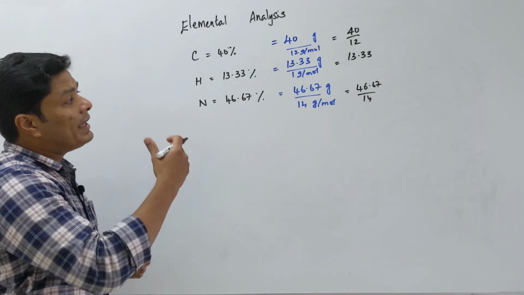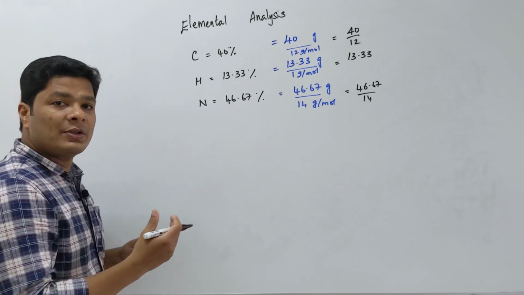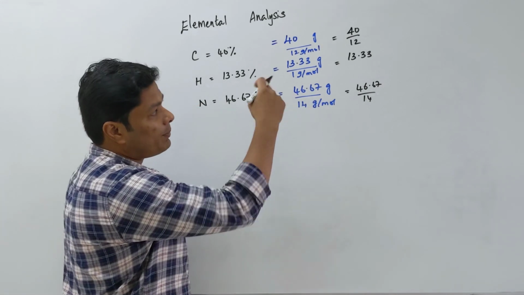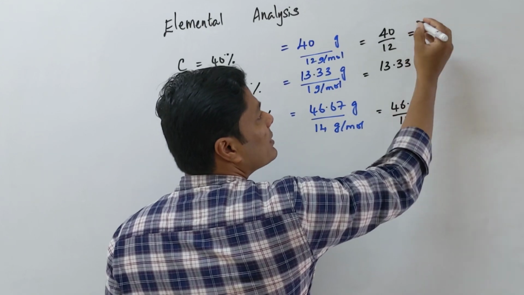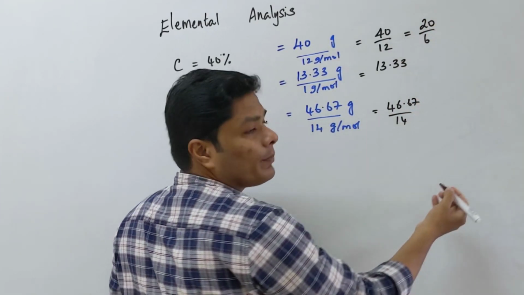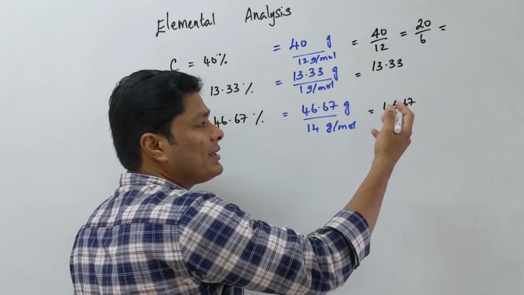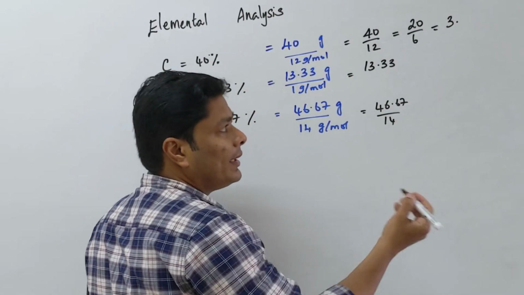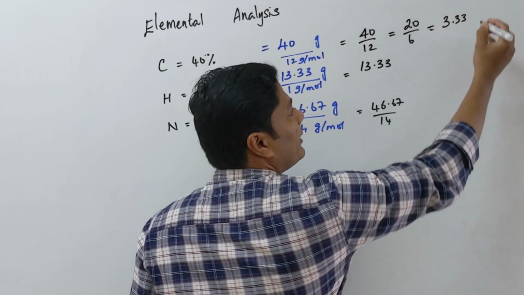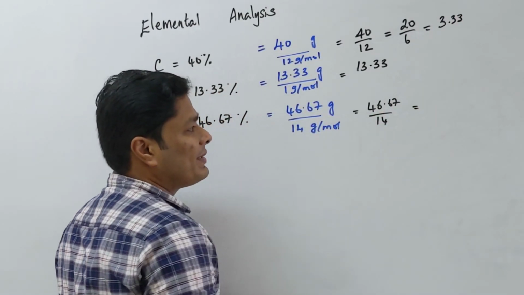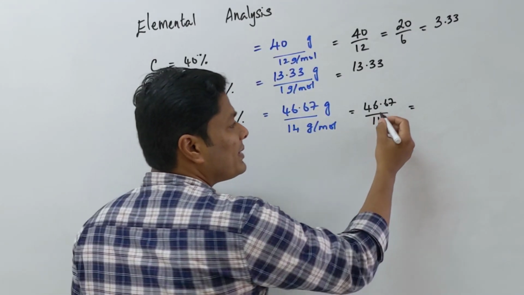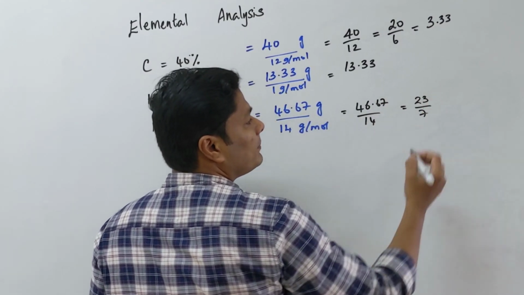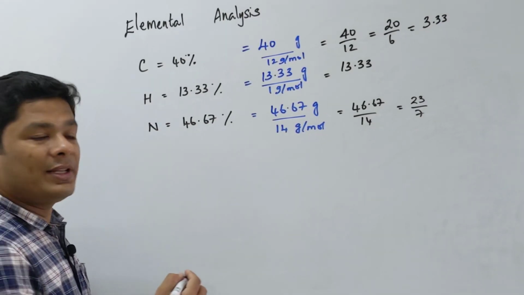Alright, now we have to get the actual number itself. You have to practice yourself to get the actual number. If you take 40 by 12, you will get to a point where you can do it just by looking at it. At least what we can do is look into 20 by 6. 20 by 6 is, 18 goes 3 times, correct? 3 point, then you will keep doing it, you get 3.33. Similarly, if you do 46.67 by 14, you can take it as 46, not a problem. If we take 46, then 46 divided by 14 is similar to 23 by 7. 23 by 7 will roughly give you 3.33.